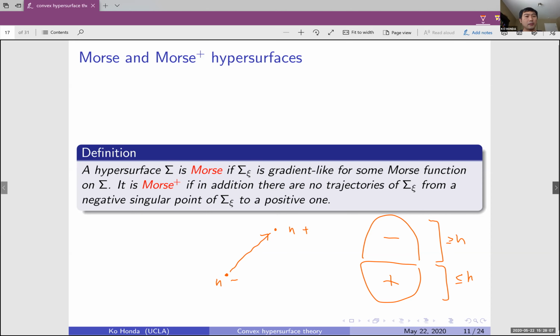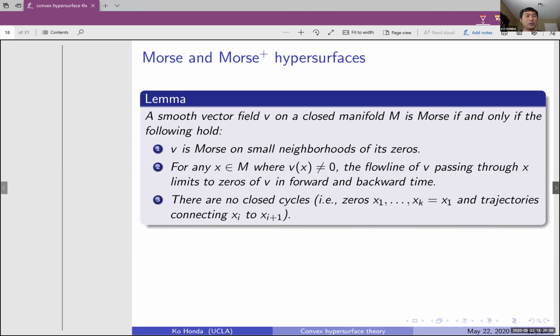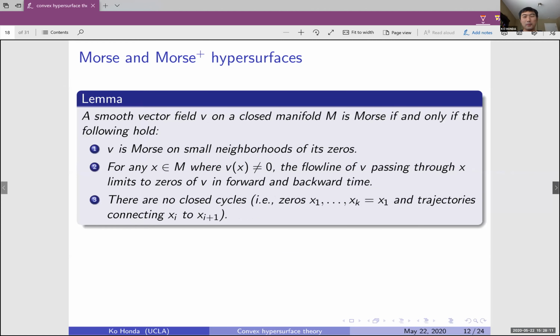Okay, and the following is a Morse vector field detection lemma. It's relatively straightforward. A smooth vector field V on a closed manifold M is Morse if and only if the following hold. The first is completely, like, you really need it, right? V is Morse on small neighborhoods of its zeros.